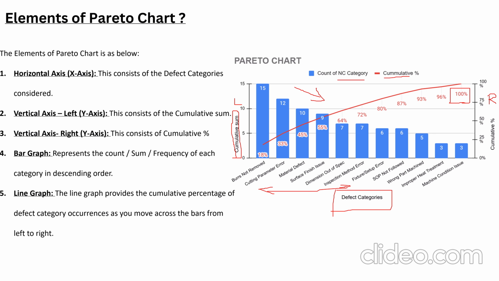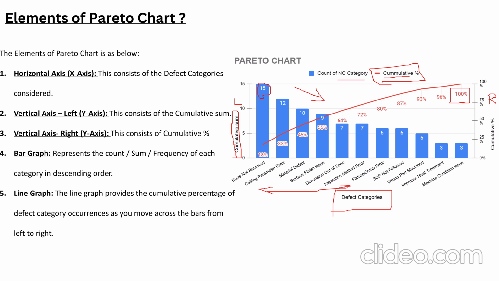Another important element of the Pareto chart is this bar graph. The bar graph represents the frequency of each of these defect categories, which is arranged in descending order from the left to the right. The line graph represents the cumulative percentage, which adds up to 100, as I told you before, from left to right.